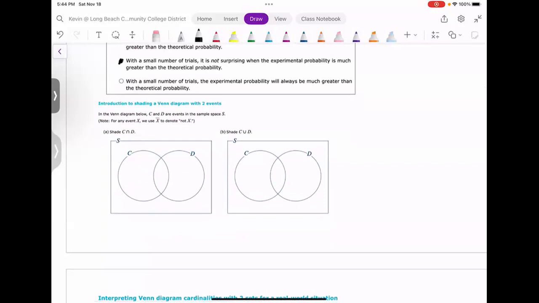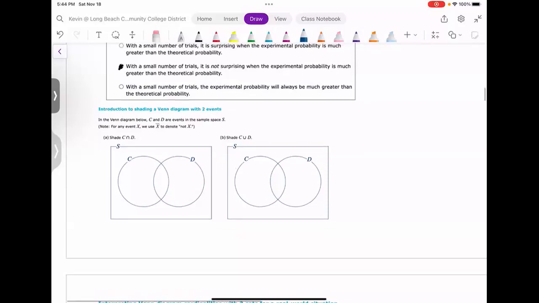All right, so we have Venn diagrams now. So we have C and D, and we have an intersection. So I'm going to write right here that this means and. So this is intersection. And what that means for us is that we are going to only shade in the part where there's overlap. That's what and means. It means it's got to be in C and D at the same time.